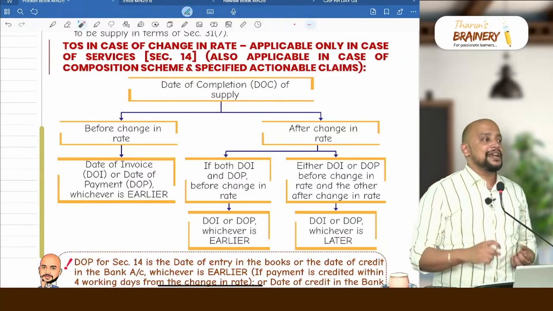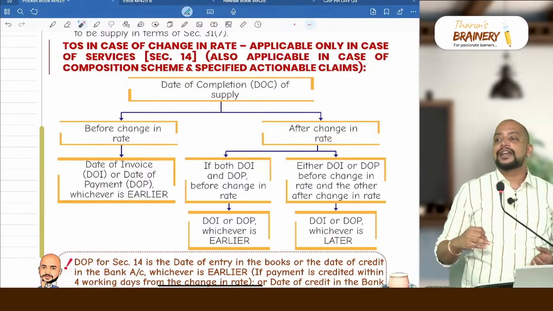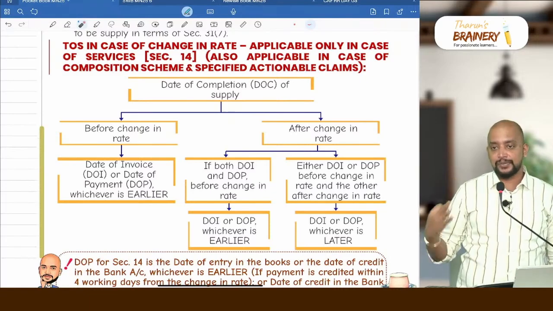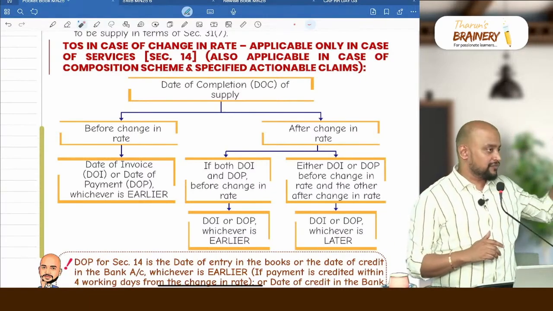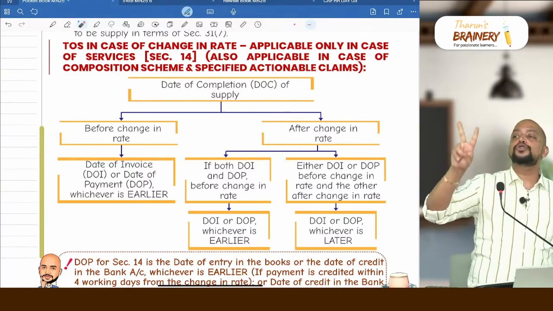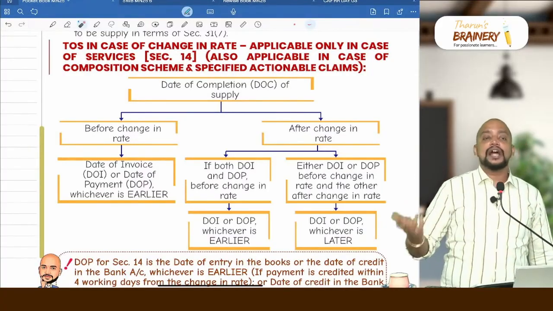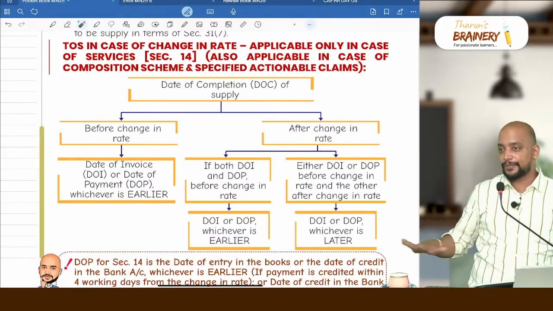Also it is applicable in case of services and it is applicable in case of composition scheme and it is applicable in case of specified actionable claim. For all service providers, section 14 will be applicable. For goods, only 2 places it is applicable, that is composition scheme and specified actionable claim. For other suppliers of goods, section 14 will not be applicable.